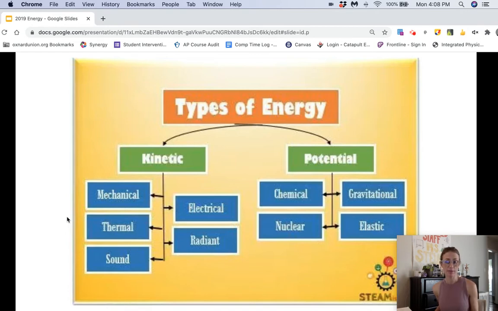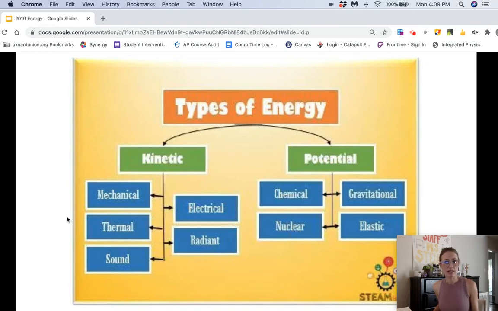All of the types under that category are mechanical kinetic energy, thermal energy, sound energy, electrical energy, and radiant energy. Those are all types of energies in which things are moving. Potential energy, on the other hand, is stored energy. Energy can be stored in chemical bonds, in nuclear reactions, gravitational potential energy, and elastic potential energy.